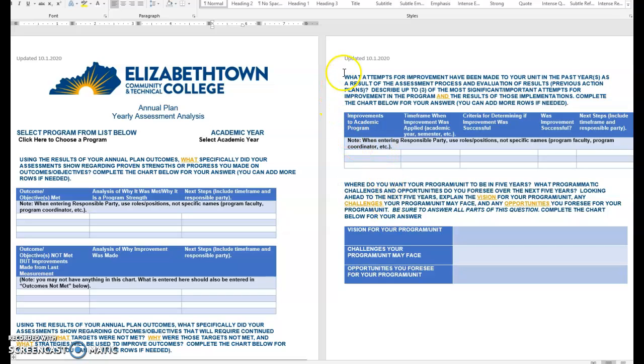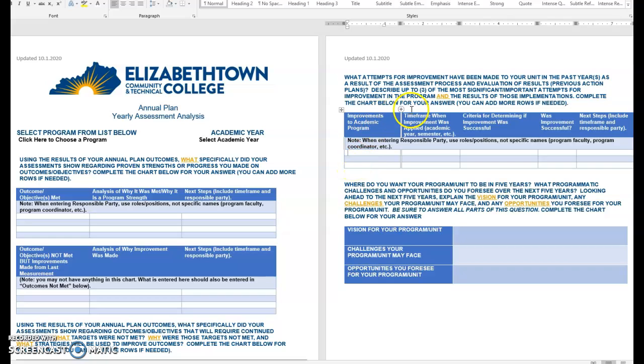Next, this is one of the most important questions: take a look at the attempts for improvement that you have made in your unit in the past year or years as a result of your assessment process. So this is going to ask you to look back, probably at the last year or two of this form that you completed. What did you say you were going to do to try and reach your goal? Those are the items that you're going to list here.